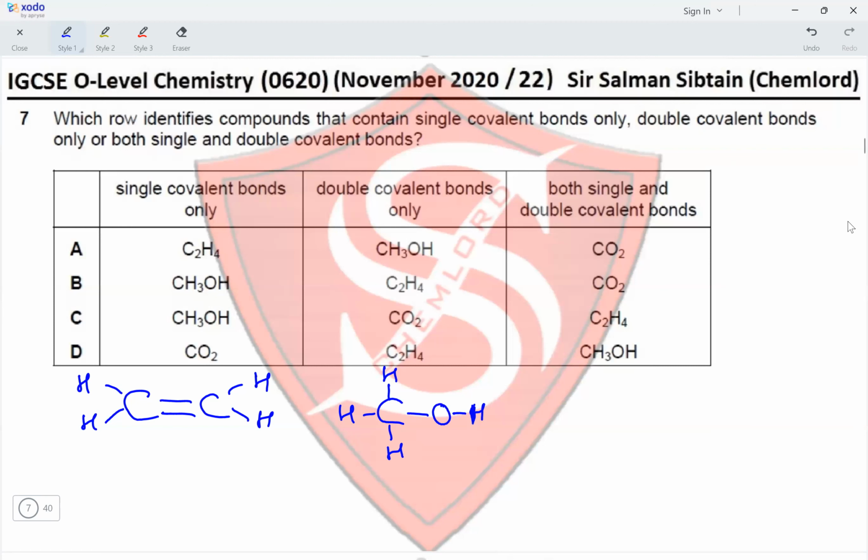And the next species is carbon dioxide, which would have 2 carbon oxygen double bonds present. These are the only species given as the options. Okay, so now single covalent bond only, which would be present in CH3OH. So this eliminates options A and D. Then double covalent bonds only is present in CO2, which eliminates option B. And both single and double are present in ethene, making option C the correct option for this question.